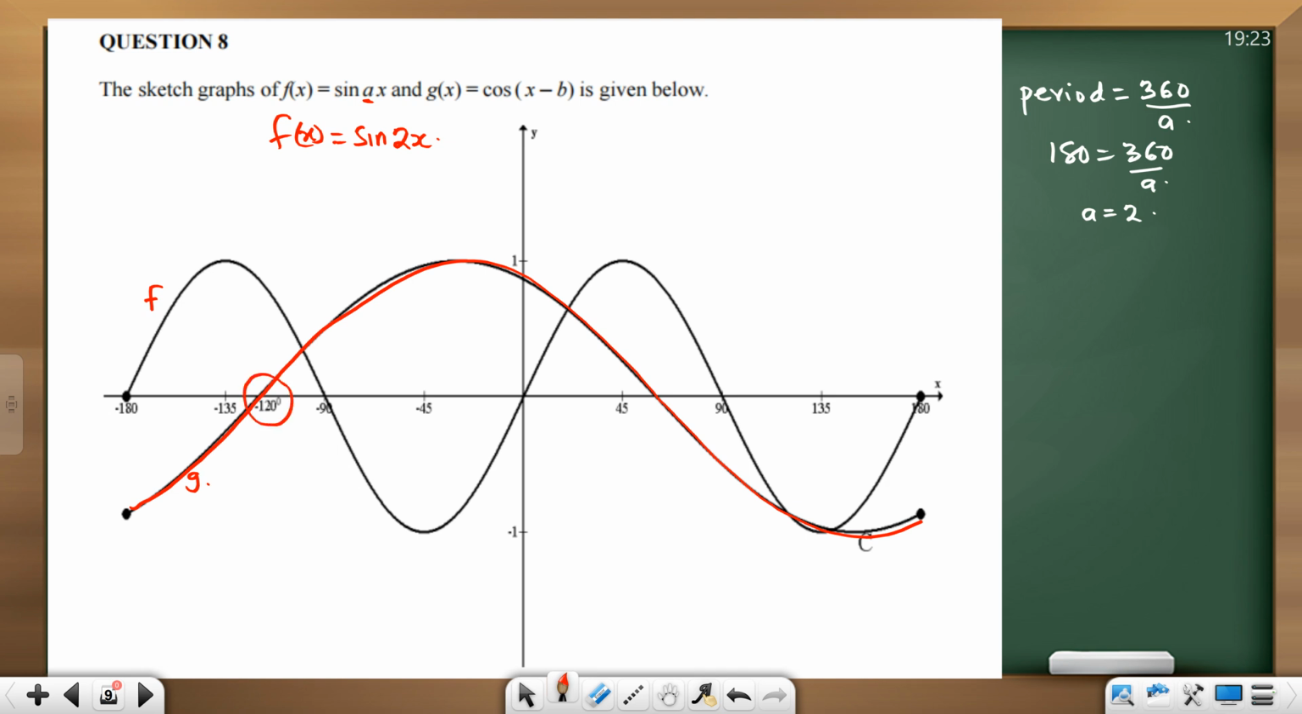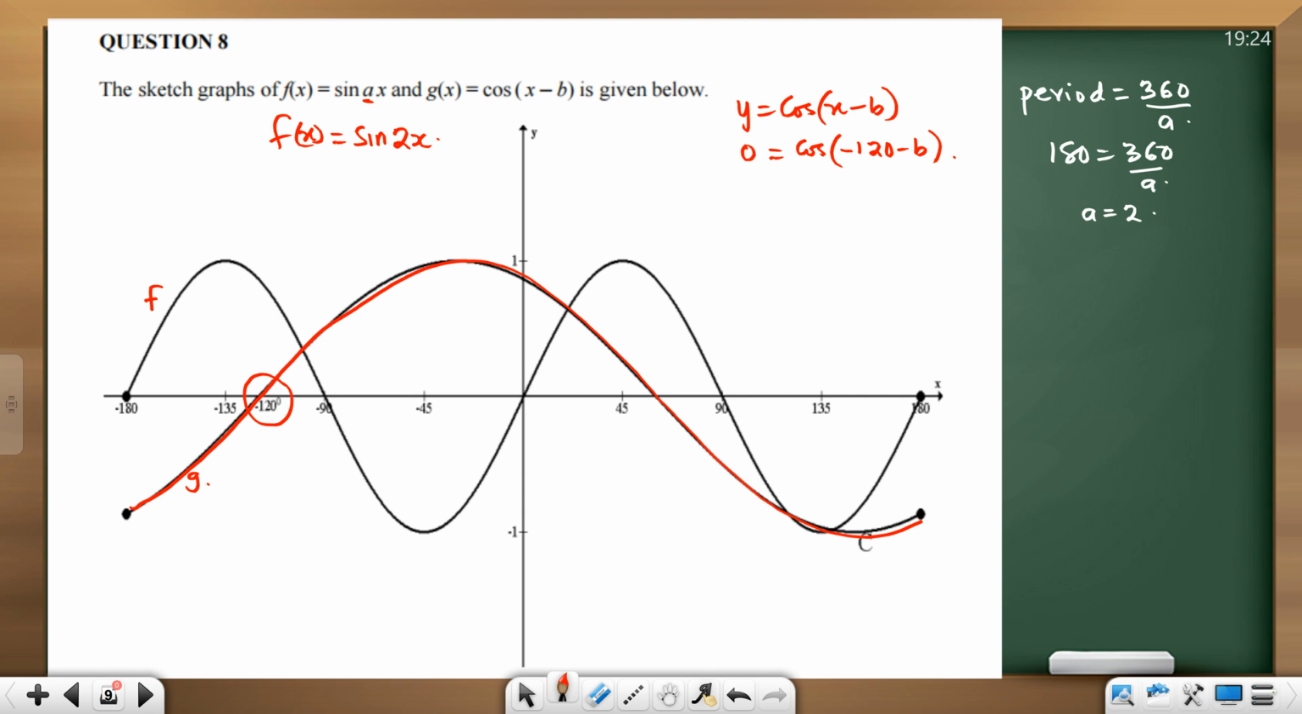What is that? That's my x-intercept there. And y is what? 0. Make sense? Okay, so y equals cos x minus b. We okay? What's the y value at that point? 0. Sorry. Yeah. And we have cos. What is x? Negative 120. I know it's 30, but let's see.